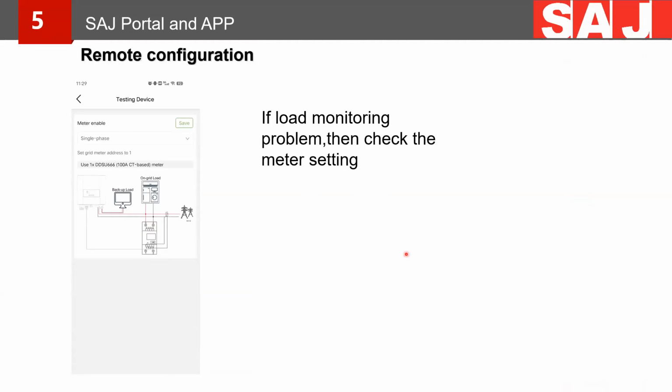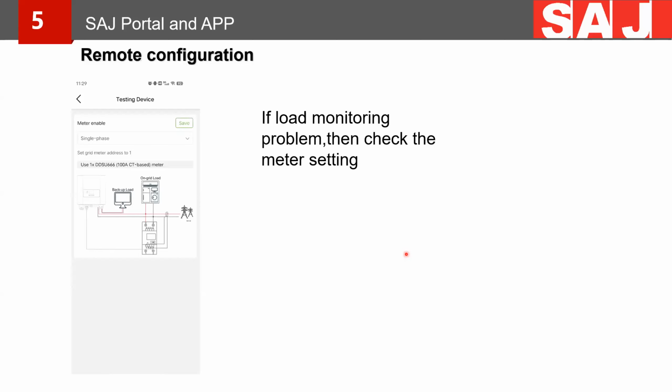And here is the testing device. When we set the meters and leave them for several days, it will report some lost communication errors, or the data showing on the portal or applications may be abnormal or wrong. We can check whether the testing device of the meter is set correctly or not, and it needs to be set according to reality.